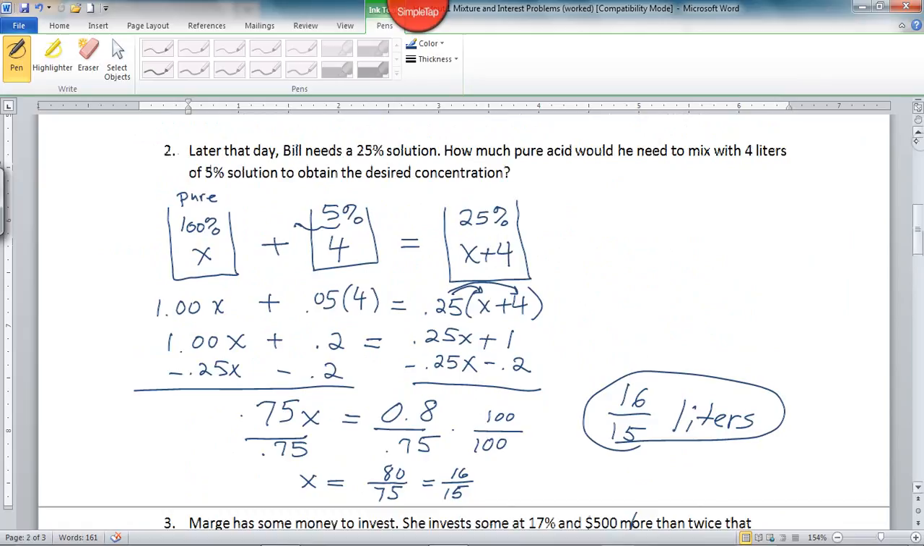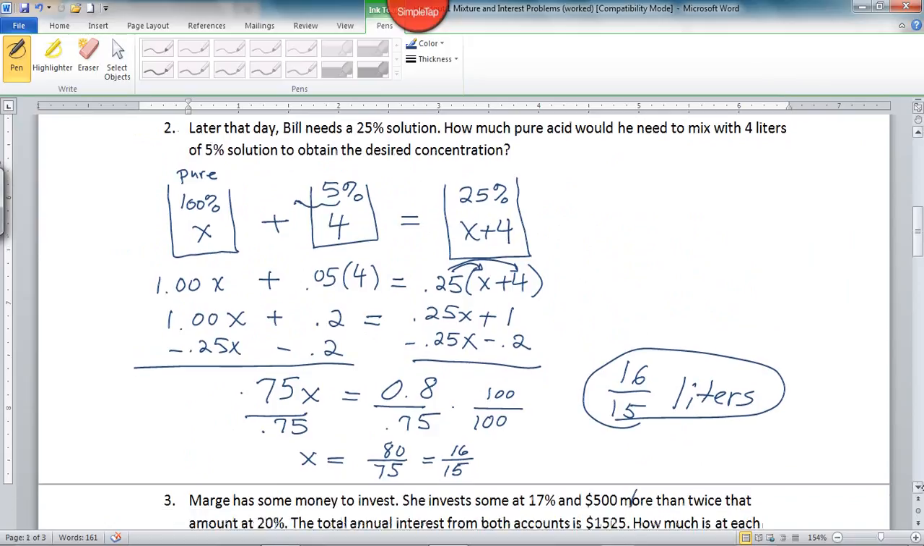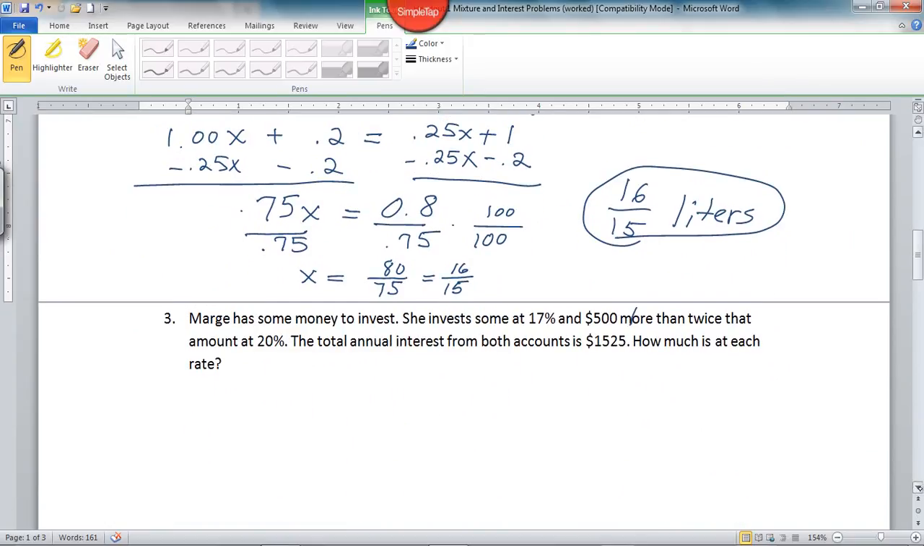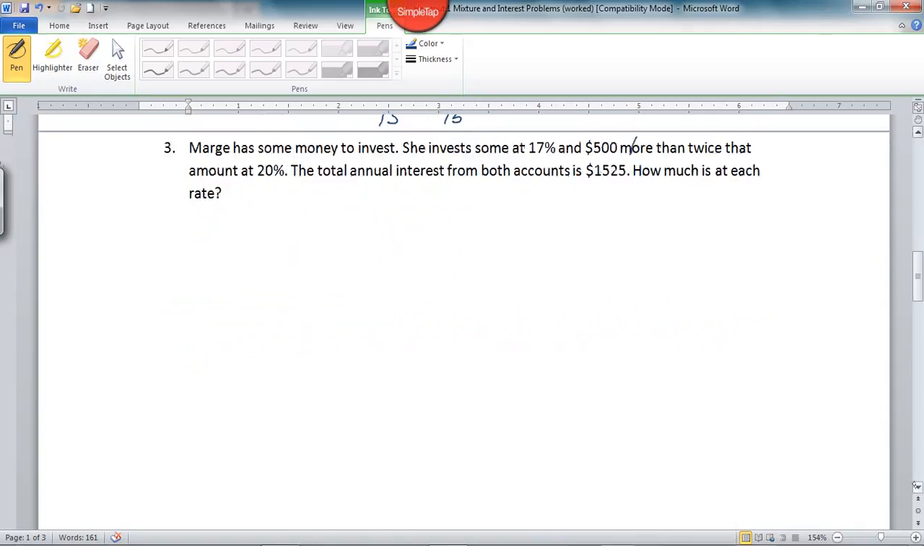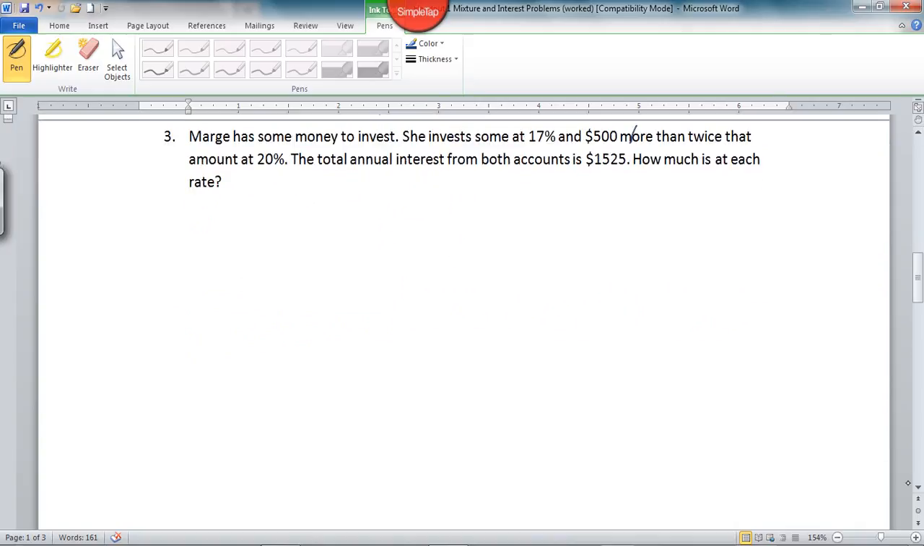Of a solutions problem. Let's move to a couple of interest problems. Number 3 says Marge has some money to invest. She invests some at 17% and 500 more than twice that amount at 20%. The total annual interest from both accounts is $15.25. How much is at each rate?